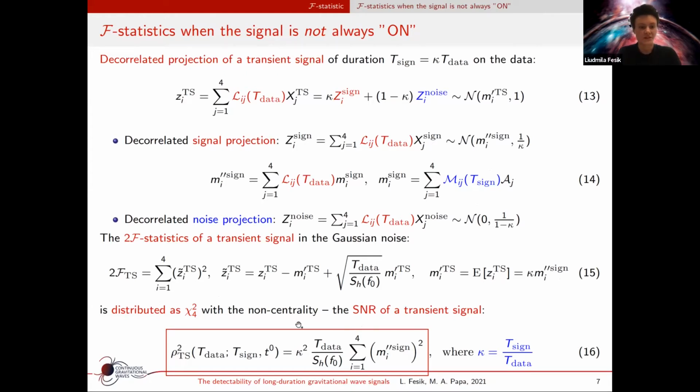The 2F statistics, as before, is distributed as chi squared with 4 degrees of freedom, where the signal to noise ratio depends on the normalization factor T data over power spectral density times scaling factor, which is our ratio between signal duration and data, squared, and the sum of the mean values squared.